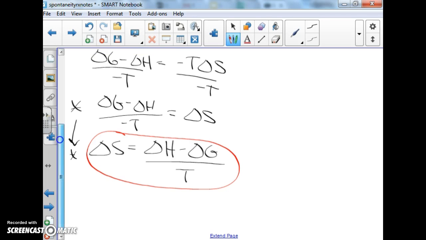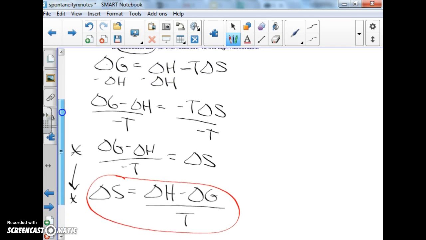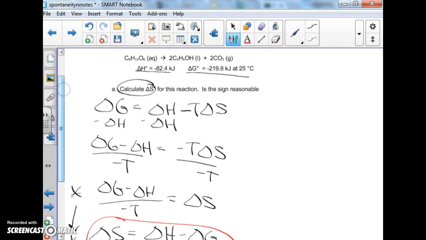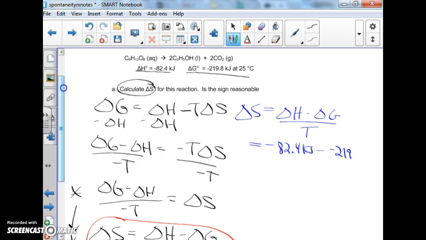Okay, so now we're going to go back up and use this new formula I've circled in red, and solve for what we're looking for. So delta S equals delta H minus delta G over T. We're going to plug in our value for H: negative 82.4 kilojoules minus negative 219.8 kilojoules divided by T.